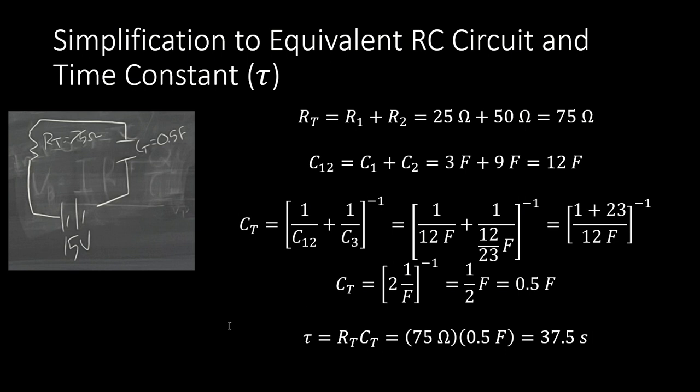Well, drawing it is what we were asked to do in part 1. So we have our 15-volt battery supply, our equivalent resistor RT of 75 ohms and our equivalent capacitor of half a farad. Because we have these two values now, we can also solve part 2, which is simply taking RT times CT, 75 ohms times half a farad, which is 37.5 seconds for our time constant.